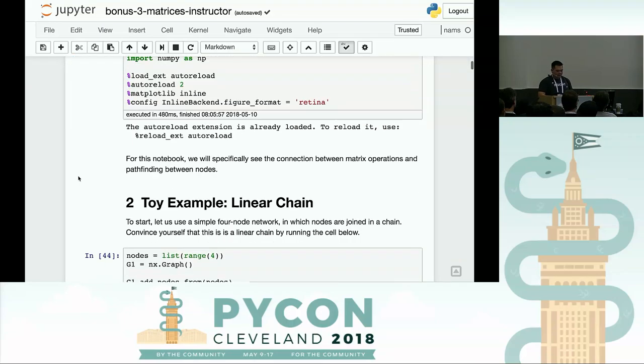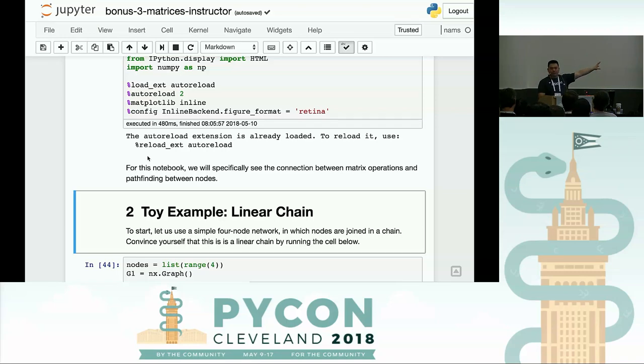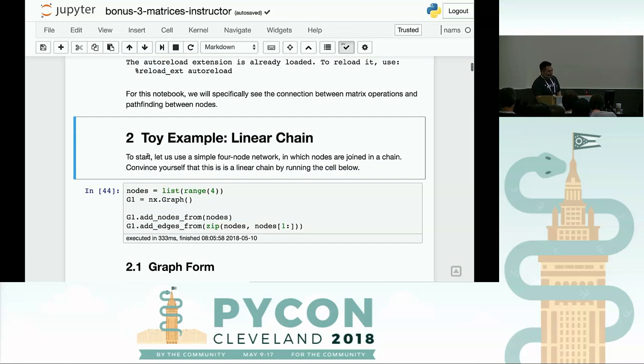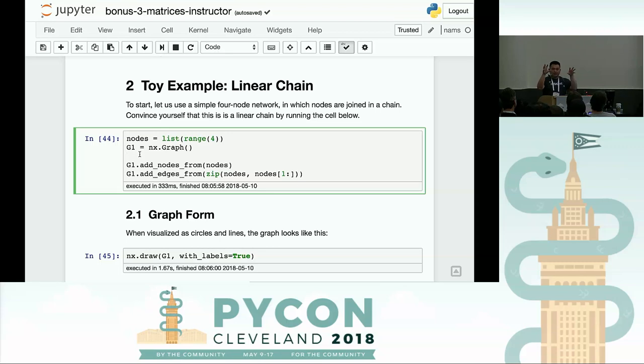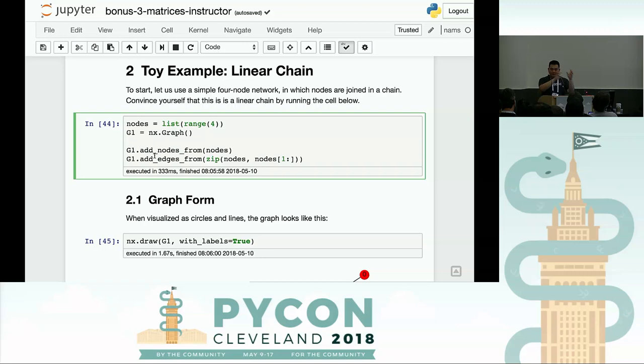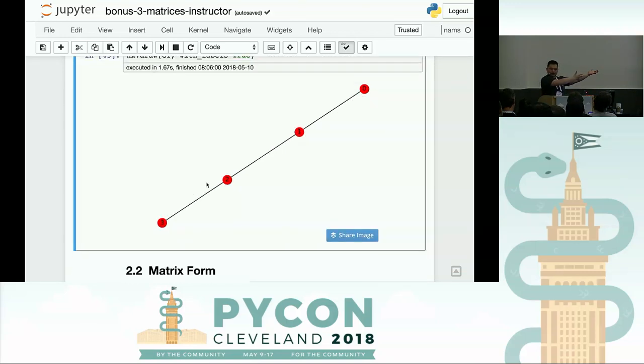It's really cool. The first thing that I want to show you. So if you could open up bonus 3 matrices, the student version, we're going to look at some of the simple examples and then do some more complicated examples. So in this toy example, we have a linear chain of nodes. It's just a simple 0, 1, 2, 3. It's undirected or directed, depending. So in this case, G1 is a toy linear chain in an undirected graph. And we visualize it. It looks like what you see on the screen. It's just a chain of things. There's no arrows indicating directionality.